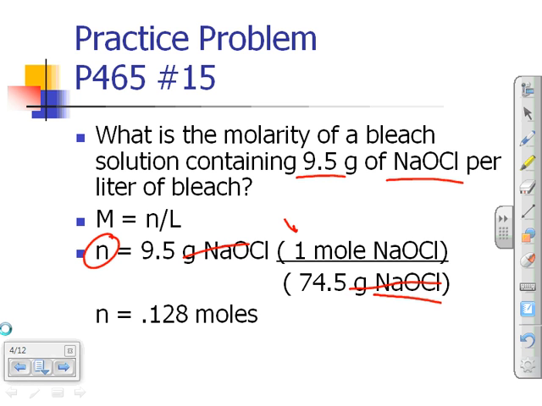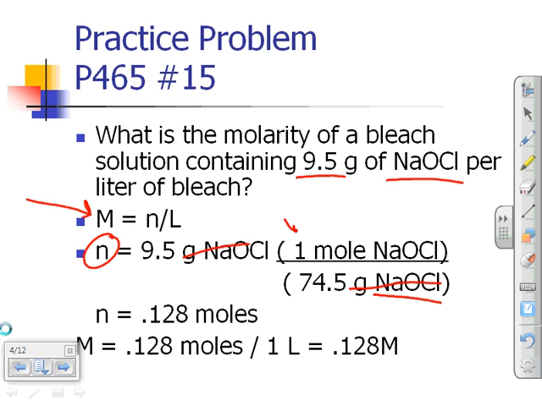And now we can plug it into our formula. Our original formula, molarity is equal to moles over liters. We have moles now. We know that we're talking a liter of bleach. So we divide it by 1 liter here, and we get 0.128 molar. That's our concentration, 0.128 molar bleach.